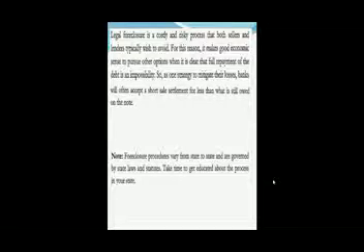So just a note here, foreclosure procedures may vary from state to state. They are governed by state laws and statutes. Take time to get educated about the process in your state.